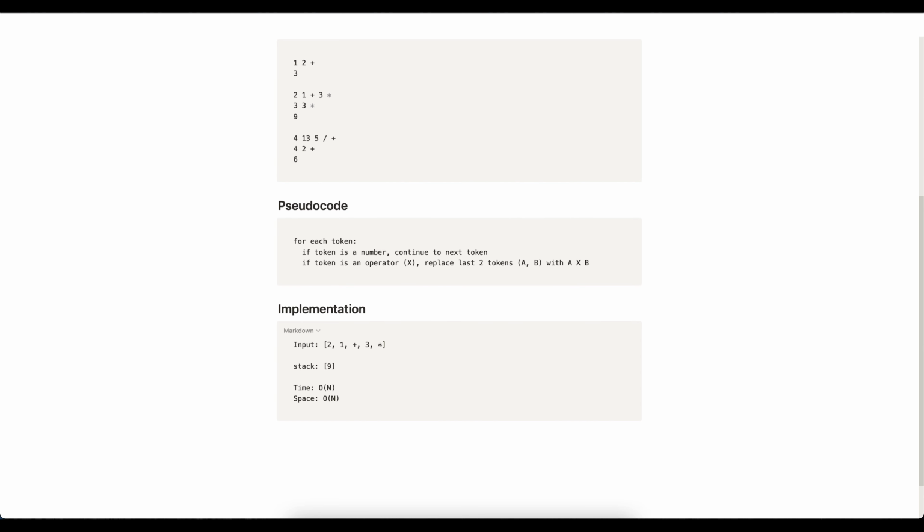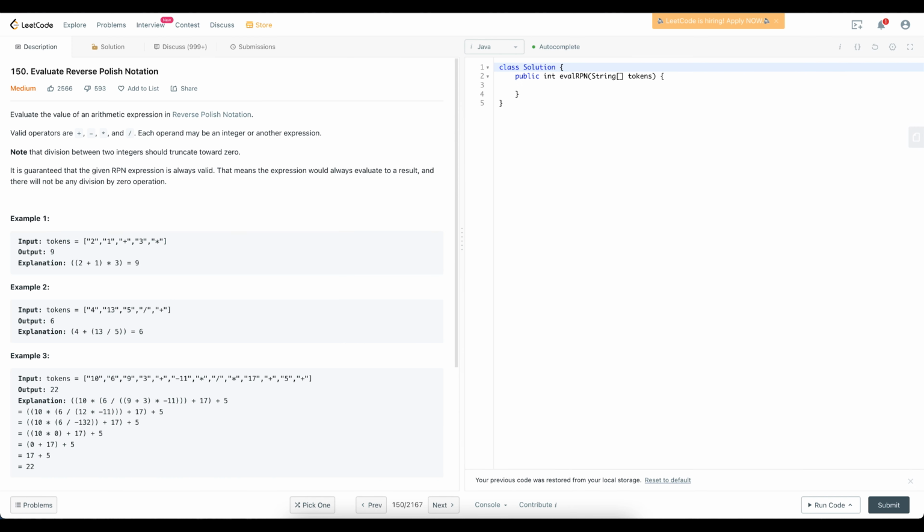Alright, let's jump into the code, and we're going to be implementing this in Java. Okay, we're going to start off by importing the stack class from java.util. And we're going to instantiate a stack of integers since we're only pushing numbers onto the stack.